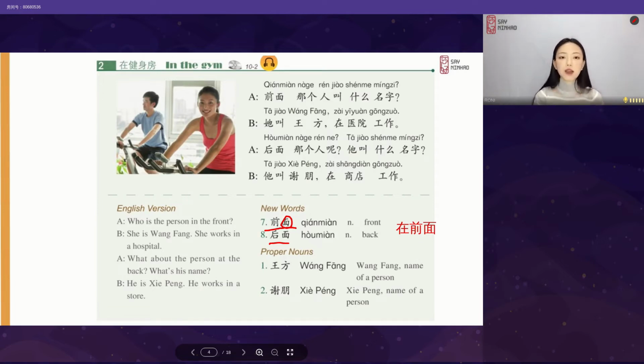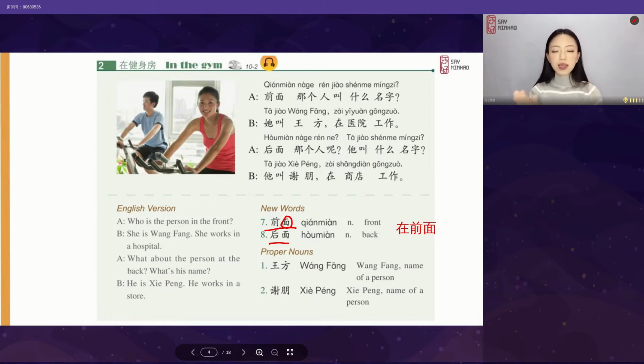Okay, try to say my front. My front. 我的前面, right? And in this phrase, you can just get rid of the 的. You can just say 我前面. Now try to say my back. My back. It is 我后面.